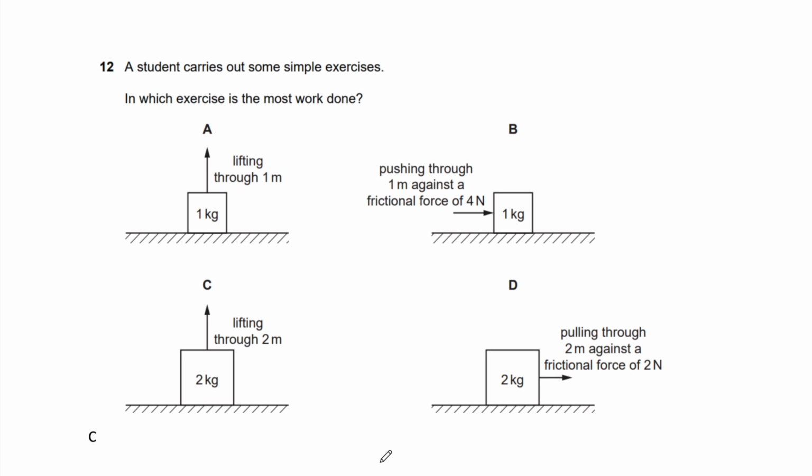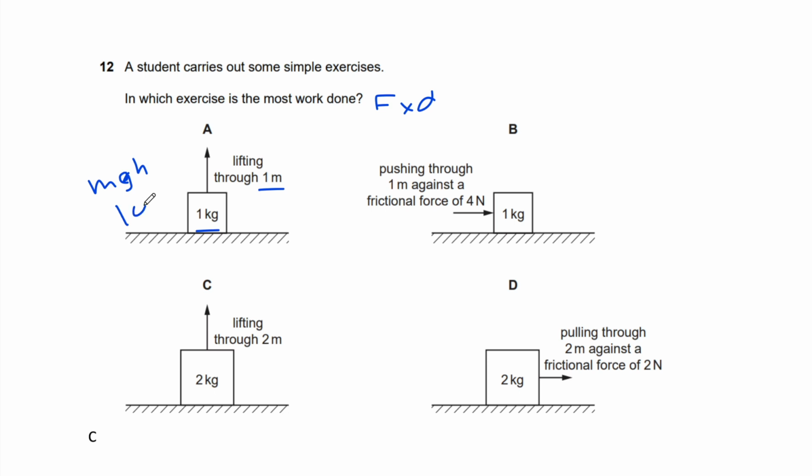A student carries out some simple exercises. Which exercise is the most work done? So work done is force times distance in the direction of force. So lifting through 1 meter, so this is 1 meter moved with 1 kilogram. This is work done against gravity, so we have mgh.